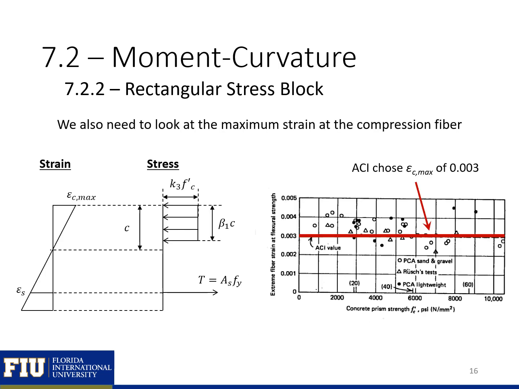The next thing that needed to be calibrated was the strain at the maximum compression fiber, or epsilon c max. So through experimental testing, they related the extreme fiber strain at flexural strength compared to the compression strength of the concrete. And you can see that an ACI value, which was chosen to be 0.003, does a pretty good job of splitting this data in half. So ACI uses an epsilon c max of 0.003.